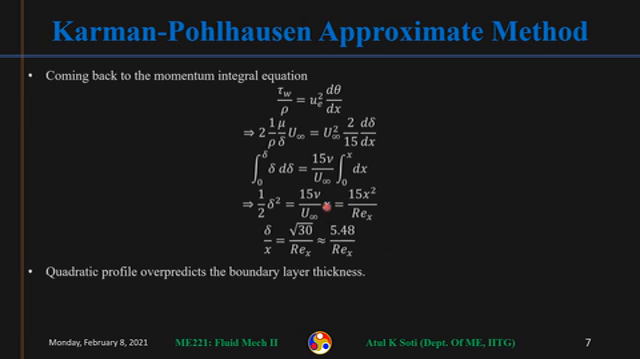Again, this is also away from the exact solution. This is actually over predicting, but you can calculate the percentage error. Hopefully you will find that the percentage error in this case is smaller than the percentage error in the linear case. This way you can keep on continuing, assuming different profiles and getting an idea of the boundary layer thickness and accordingly the velocity profile.